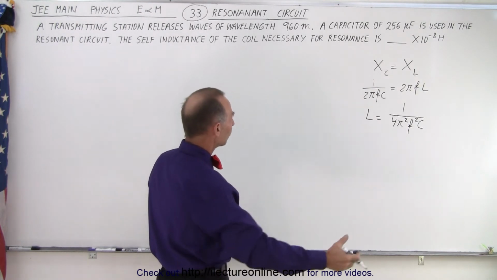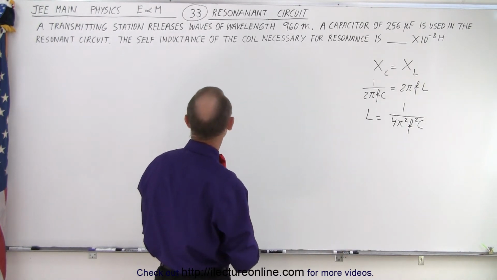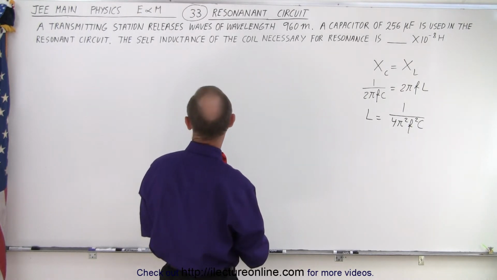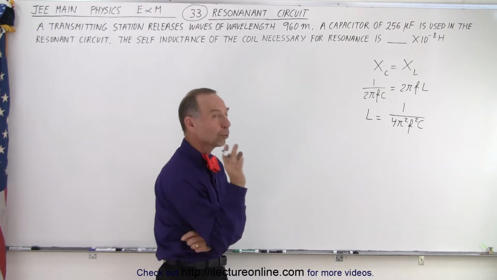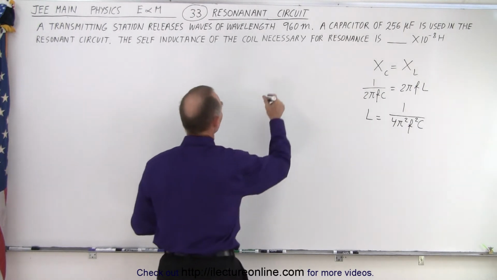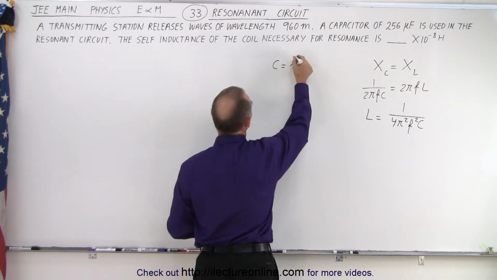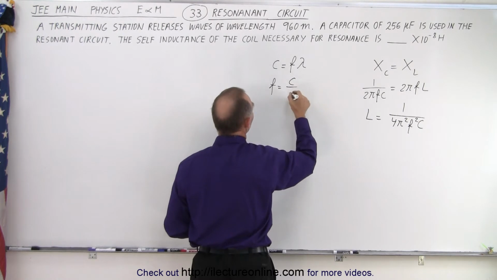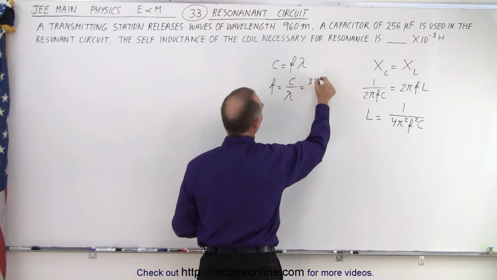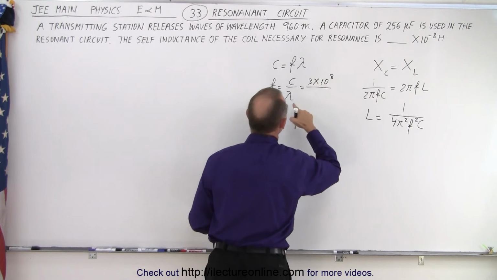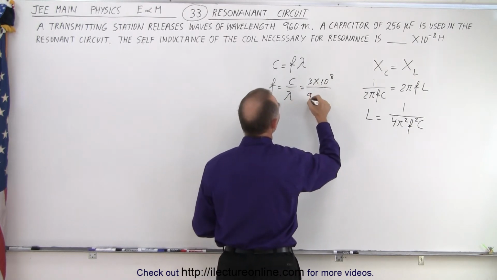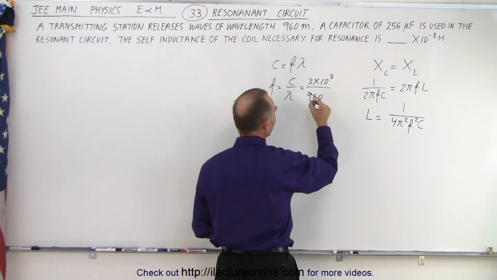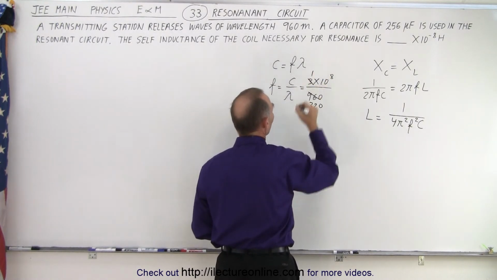All right, so all we have to do is plug in those numbers. Do we know the frequency? No, we don't. But we know the wavelength. So what we can do instead is say that the speed of light is equal to the frequency times the wavelength. So the frequency is equal to C divided by lambda. In this case, that's 3 times 10 to the 8 divided by lambda, which is 960 meters. And that's divisible by 3, so this becomes 320, and that becomes 1.